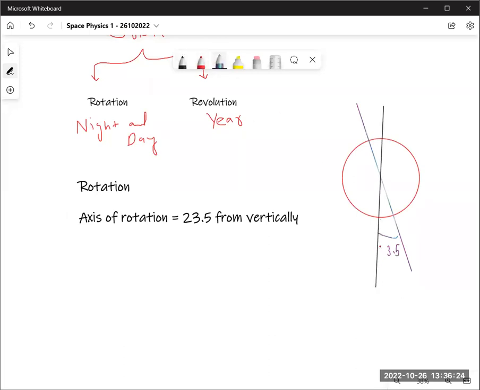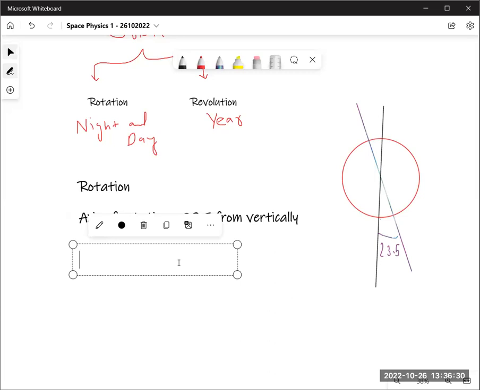In the exam, you need to be able to label it. Well, not really label, but they'll ask you what is the axis. Next thing is time for one full rotation is equal to 24 hours. Duh.